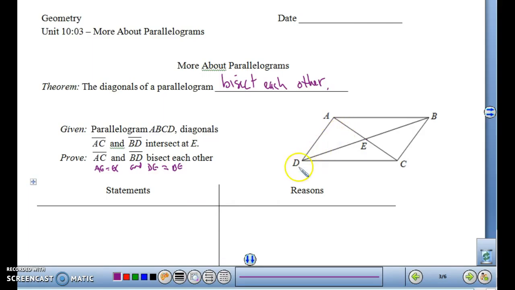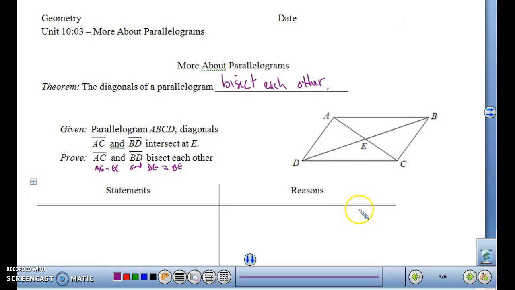Now, when you draw in the diagonals, what does it do to the parallelogram? It divides it into triangles. So if we could prove the triangles congruent, why couldn't we use CPCTC? So that's going to be our plan. We are going to prove a pair of triangles congruent so that we can say by CPCTC that AE is equal to EC and DE is equal to BE.